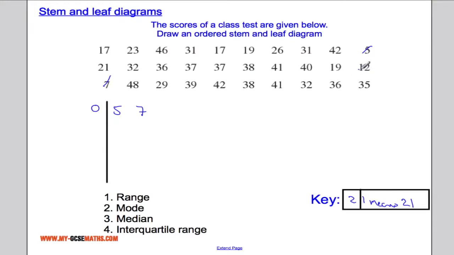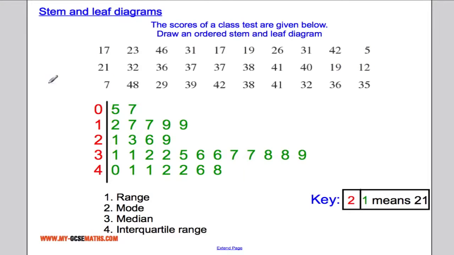Moving swiftly along, we've got 12, so I'm going to put a 1 here and a 2 here. Next smallest is 17, crossing that off, add a 7 here. We got 17 again, put another 7 here. Next is 19, so we put a 9 here, another 19, and so on and so forth, right the way through all the data set, crossing them off as you go to make sure that you have all the data in your diagram, and you'll end up with something like this.